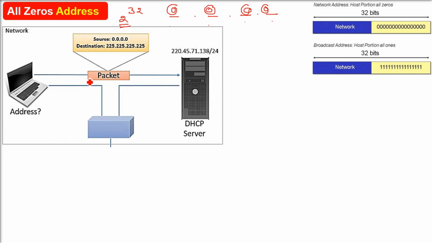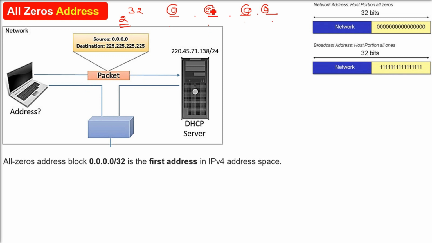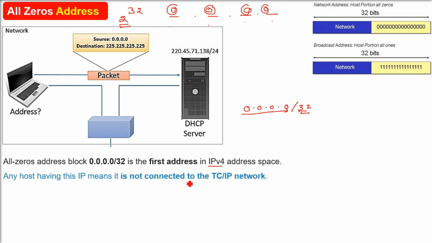And this address has a special significance. It is reserved, it is blocked. The all zeros address is the first address in the IPv4 address space. If we write it in CIDR form, it is /32, which means all the zeros, not all the ones. Here 32 means all the zeros. So this is the first address space. Any host which has this all 0 IP is right now not connected to the TCP/IP network. First thing is clear.